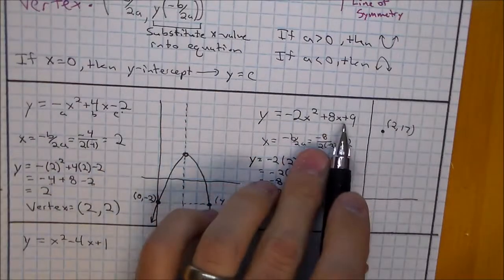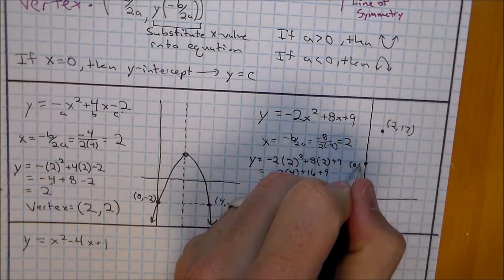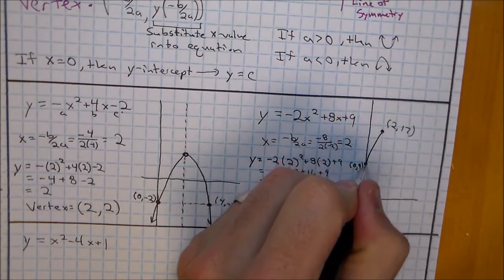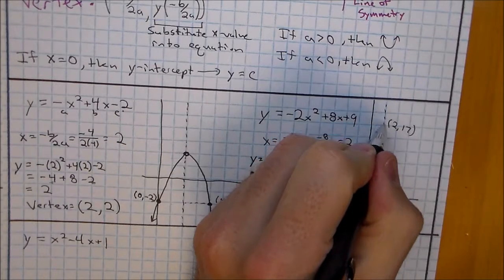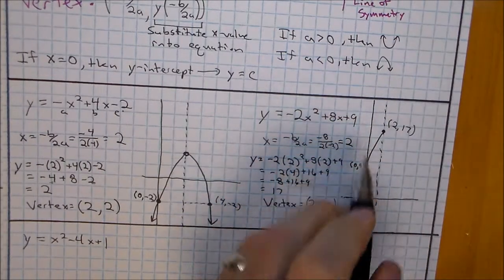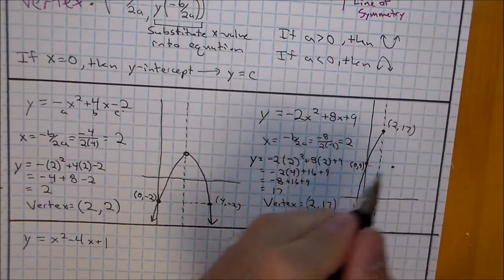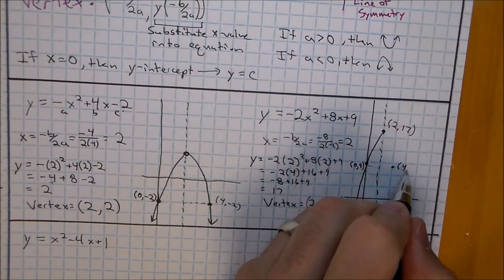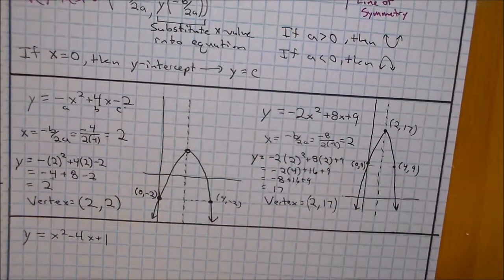Let x equal 0. I'm left with 9. So 9, right here at 0, 9 is one of my points. That's my y-intercept. So that's half the graph. Now, off of my line of symmetry, I went 2 units over, so I go 2 units to the other side. So that's going to be 4, 9 as my other coordinate. And there's my parabola.